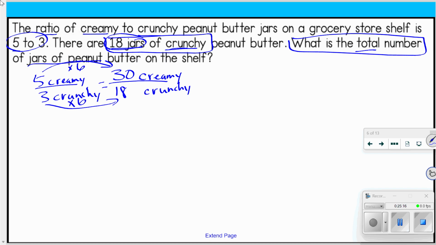Yeah, then what's the add? Oh, so I need to add them together because it said total. Did it ask for the number of creamy? No. No. So anybody that answered 30, were you correct? No. No, because did you pay attention to the question?